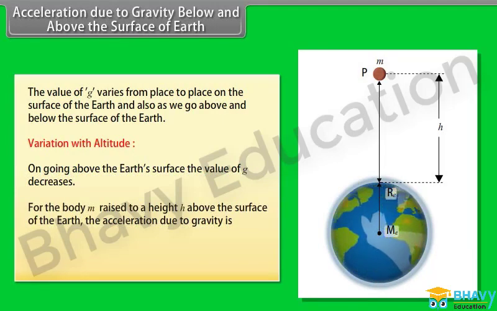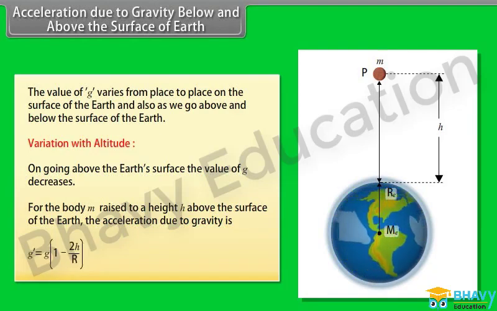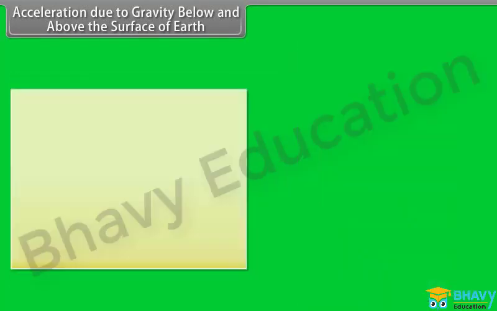For the body m raised to a height h above the surface of the Earth, the acceleration due to gravity is given by g' = g × (1 − 2h/R).